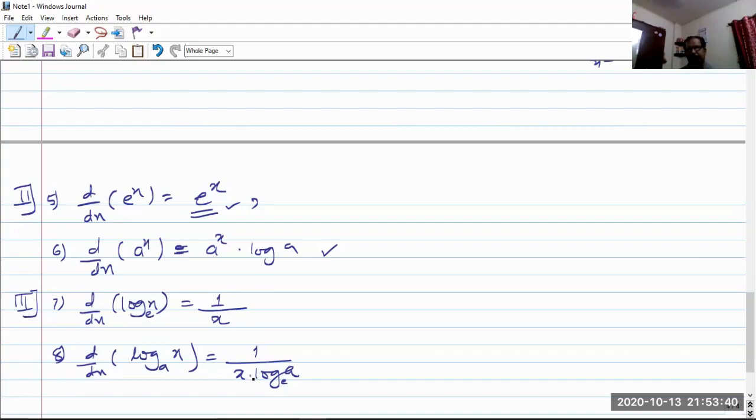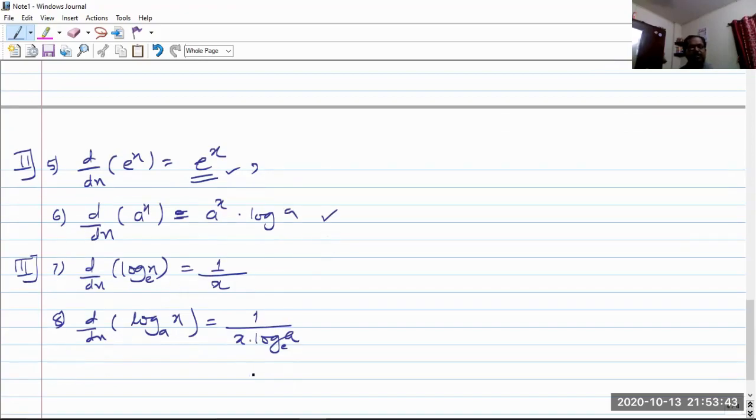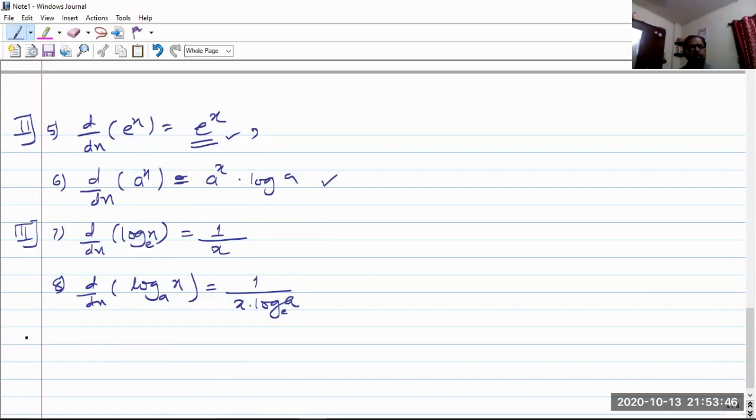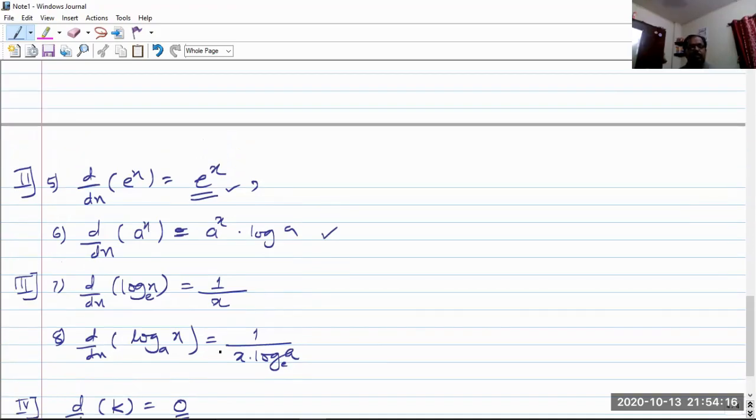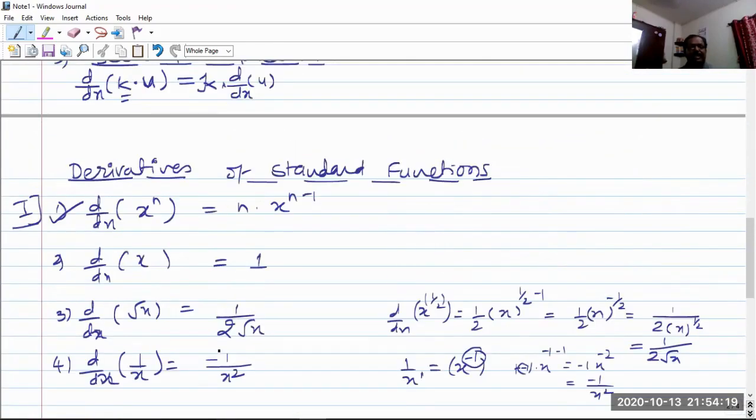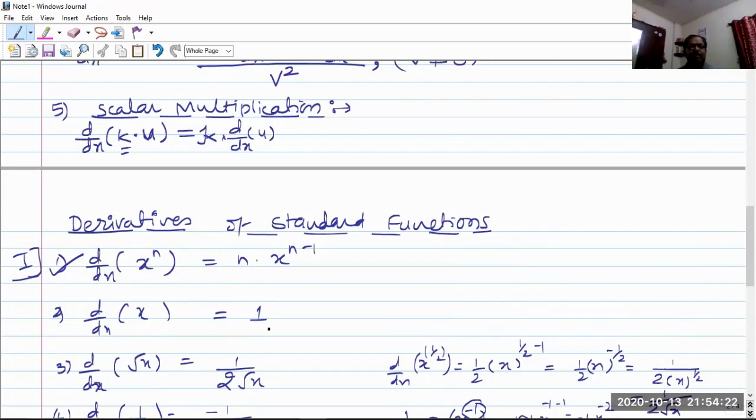After this exponential function and logarithmic function, we have one more function, that is the constant function. What is that constant function? Simply a constant. If it is d by dx of k, what is d by dx of k? d by dx of a constant is equal to 0 always, but that k must be an independent function. That k should not be multiplied to any function. As we have seen in the rules of differentiation, the constant multiple of a function, the derivative of ku, will not become 0, right?